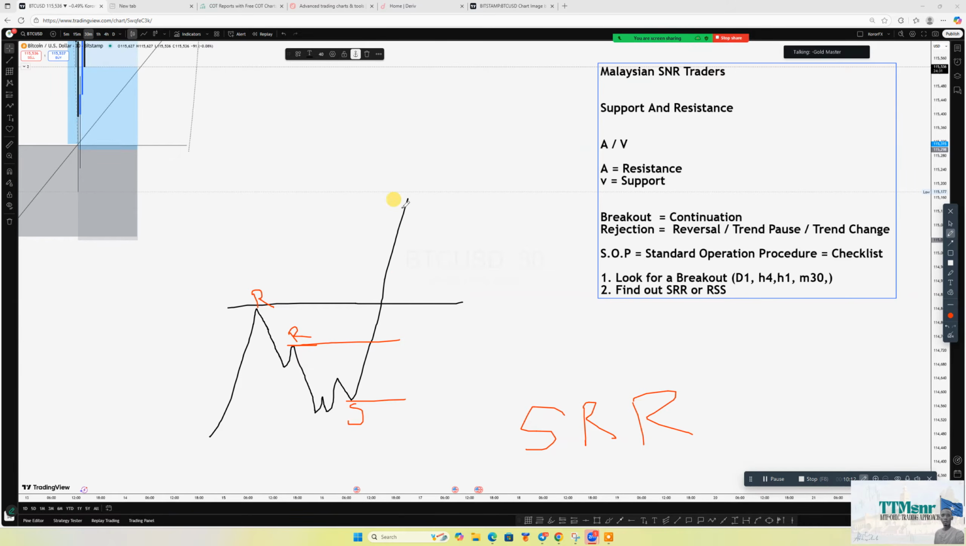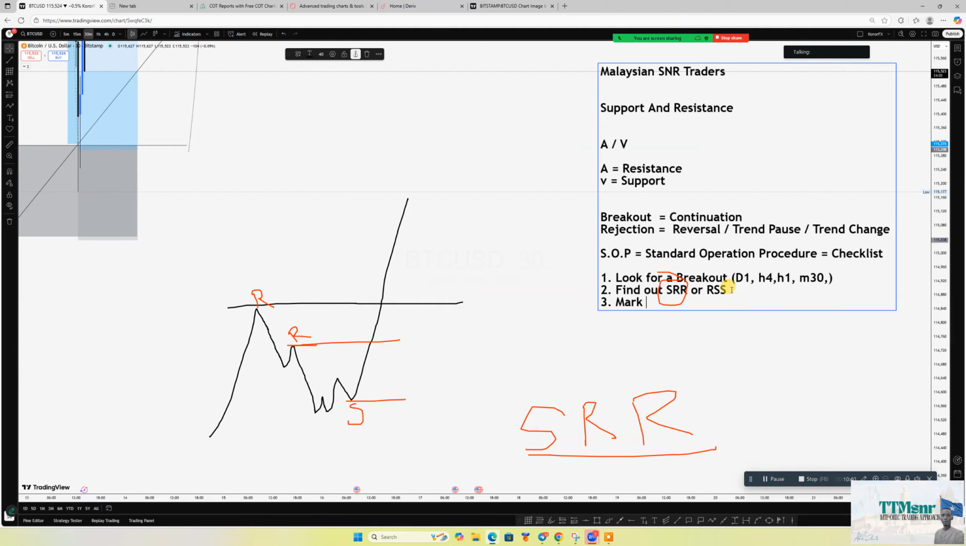So whenever you see this, then this means SRR on one of the lower time frames. And then there is another SOB, SOB number 3, which is the MAC out zone.